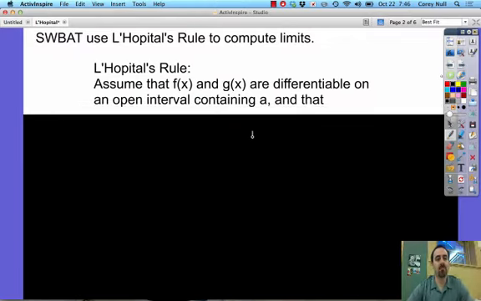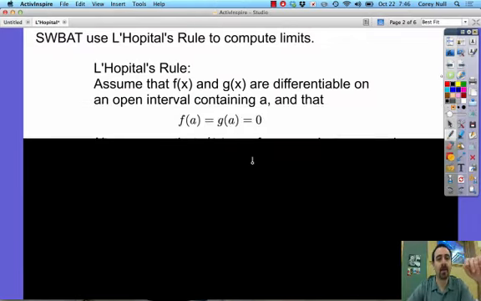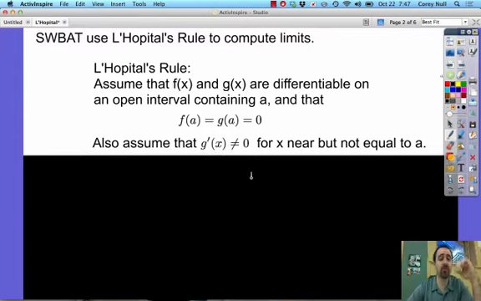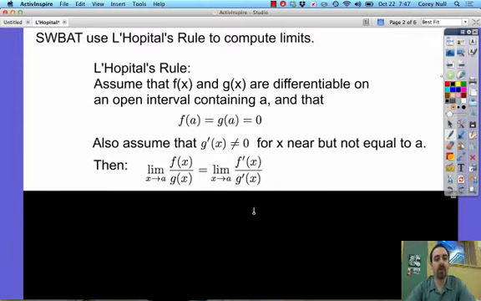This is a pretty neat rule. Here we go. So here's what it says. Assume that f of x and g of x are differentiable on an open interval containing a, and that when you plug in a, you get 0 in both functions. We also have to assume, for this to work, that the derivative of g is not equal to 0 pretty much anywhere, except it can equal 0 at a, if you want it to.